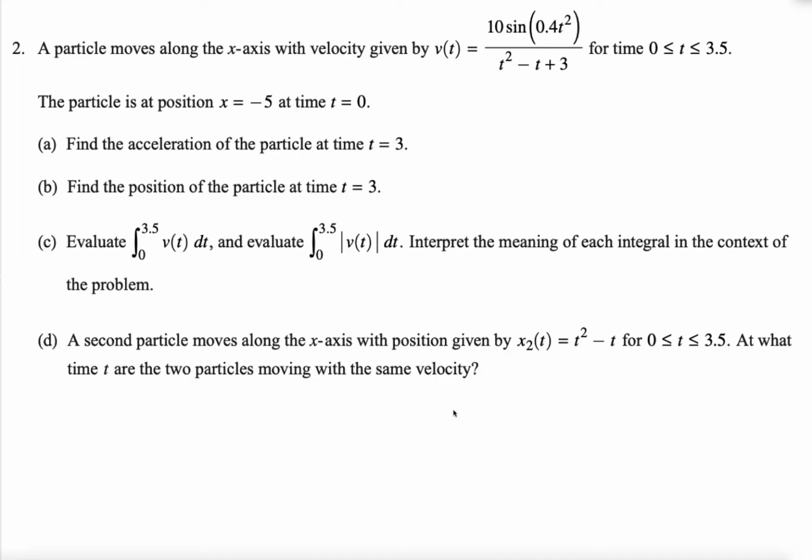Number 2 from 2018. It says a particle moves along the x-axis with velocity given this way, for t from 0 to 3.5. And then the particle is at position x equals -5. So this is the initial condition here. Find the acceleration. So how am I going to do this one?